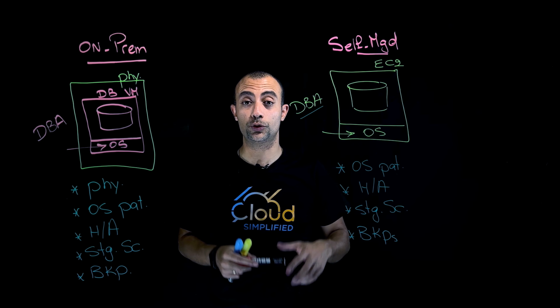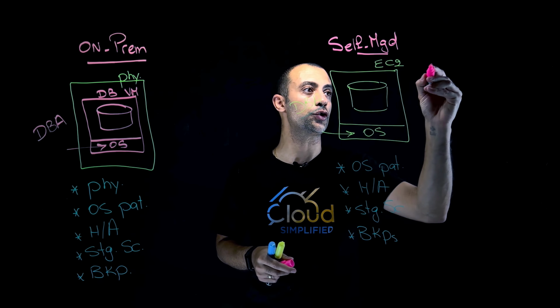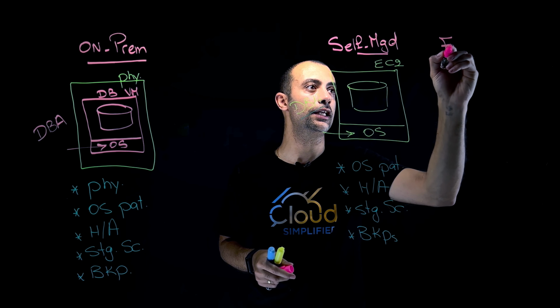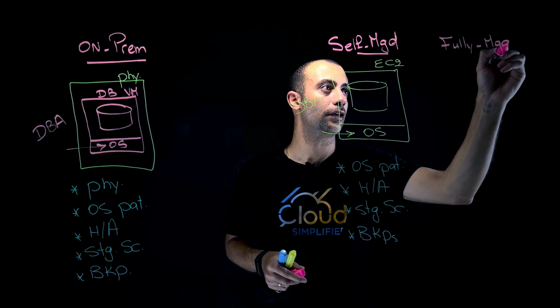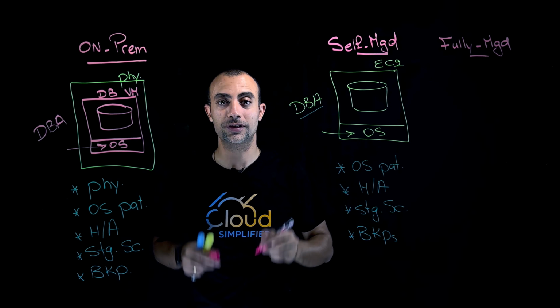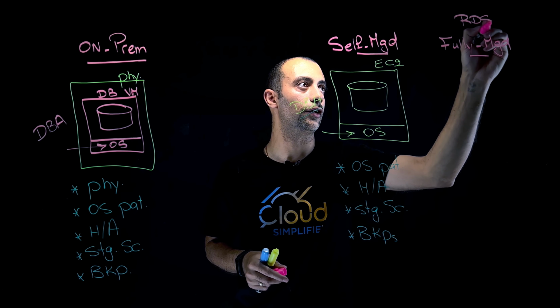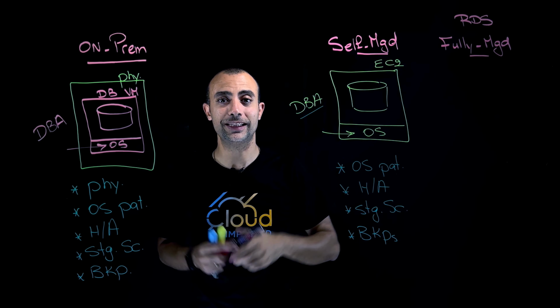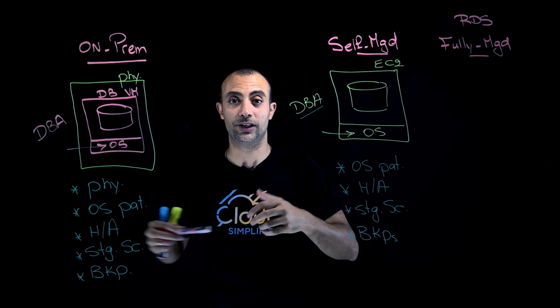Now let's introduce the third and very interesting last option, which is what we call the fully managed. Or in other terms, this is exactly the Amazon RDS. Alright, so at the end of the day, what do I need? At the end of the day, I need a database engine.